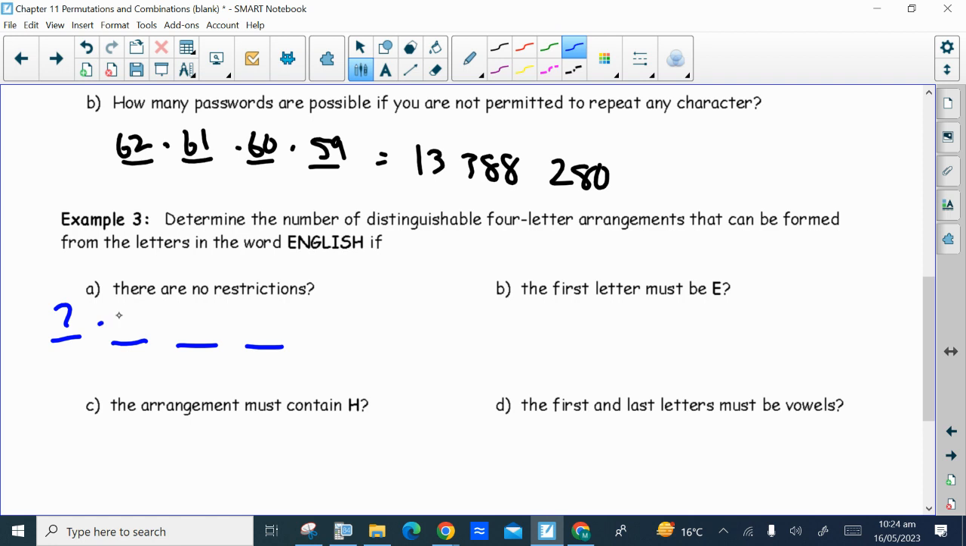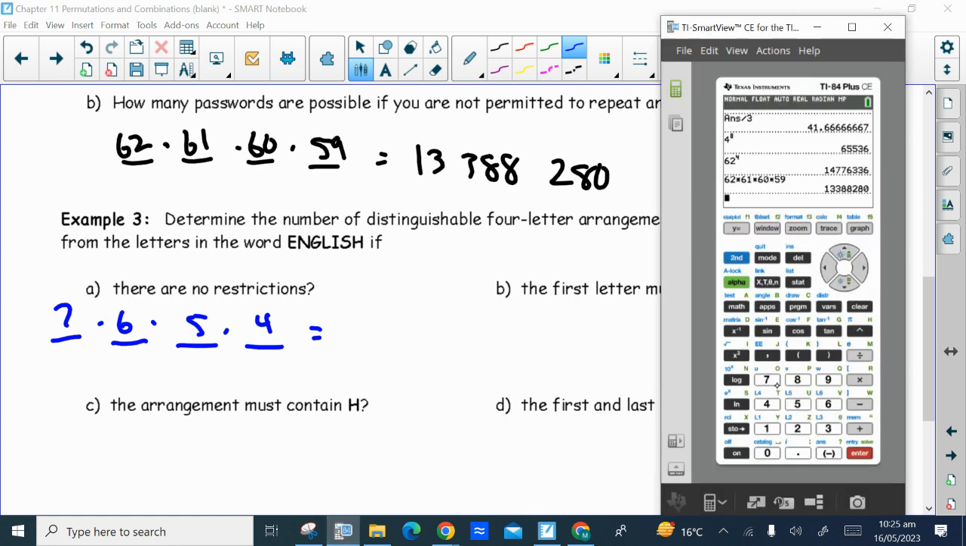So that means there'll be 6 choices for the next letter, and then 5, and then 4. Again, this is like you've got the letters, you're cutting them out if you want, or like the Scrabble tiles. Once you use a letter, it can't be used again. So 7 times 6 times 5 times 4 gives us a total of 840.